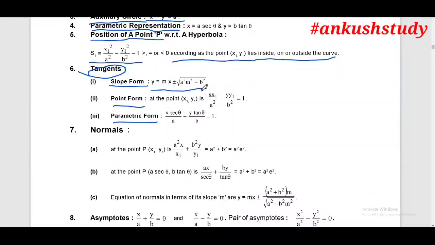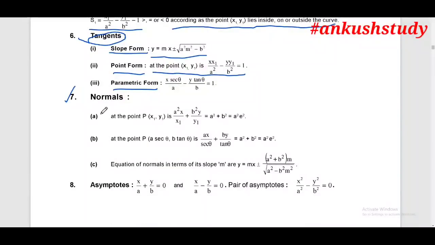y is equal to mx plus minus under the root a square m square minus b square is the formula of the slope form. At the point x1 comma y1 it is x x1 upon a square minus y y1 upon b square is equal to 1, and the parametric form is x sec theta upon a minus y tan theta upon b is equal to 1. And now this one is the normals.